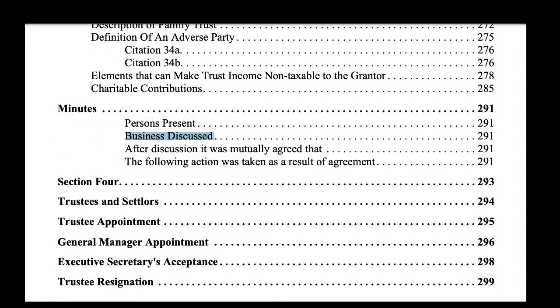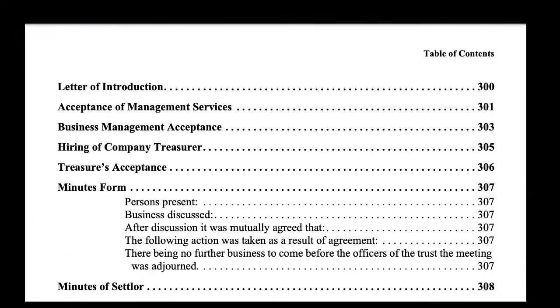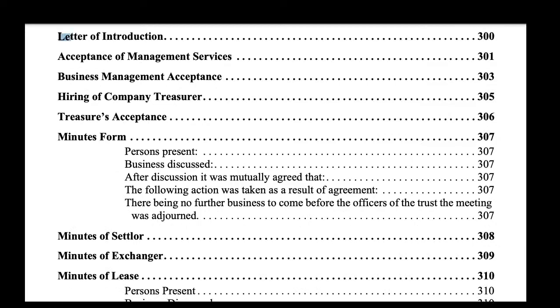Persons present, businesses discussed. After discussion, it was mutually agreed that the following action was taken as a result of the agreement. Then we have Section 4, trustees and settlers, trustee appointment, general manager appointment, executive secretary's acceptance, and trustee resignation. We'll have a letter of introduction, acceptance of management services, business management acceptance, hiring of company treasurer, treasurer acceptance, and minutes forms of persons present, business discussed.